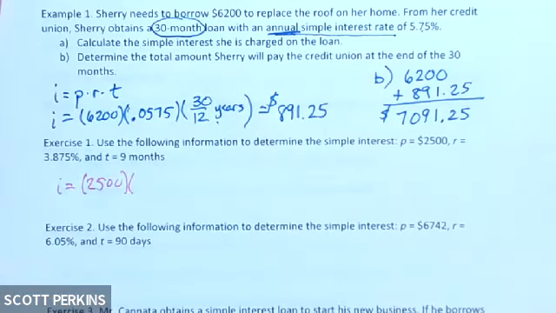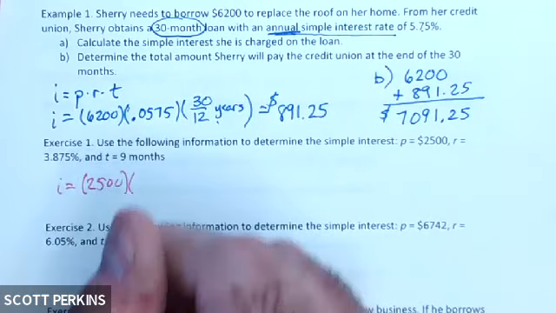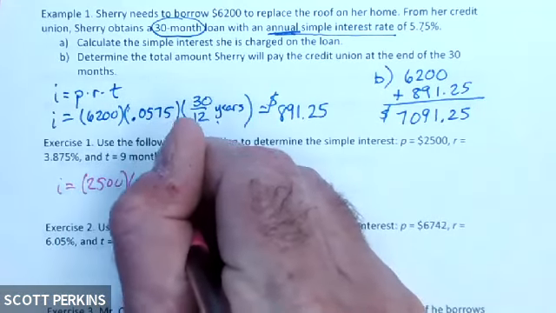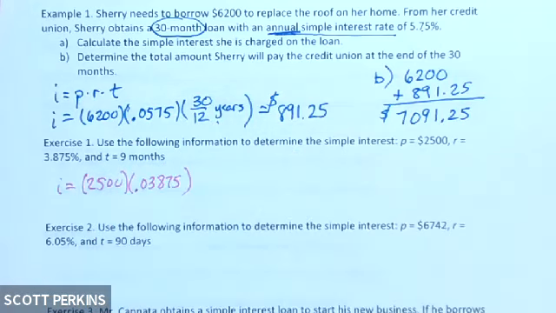The rate is 3.875%, so that's 0.03875. Don't forget to change those percents into decimals. And then the time is 9 months. Well, once again, I gave this problem to reinforce that concept from the previous one.